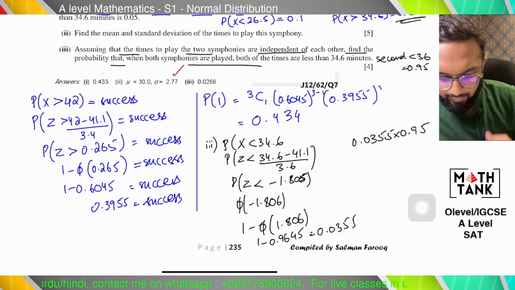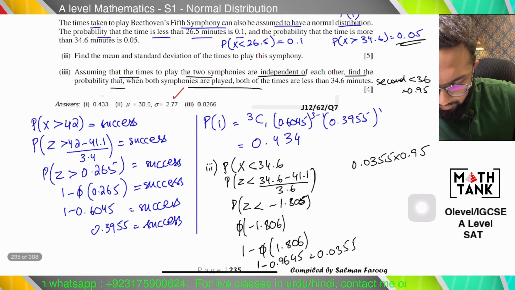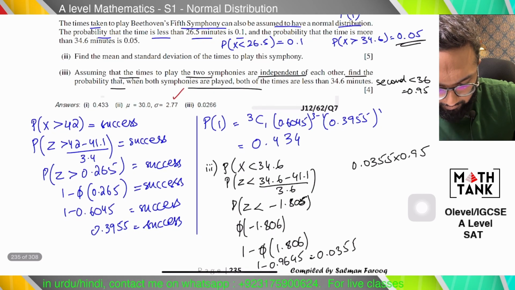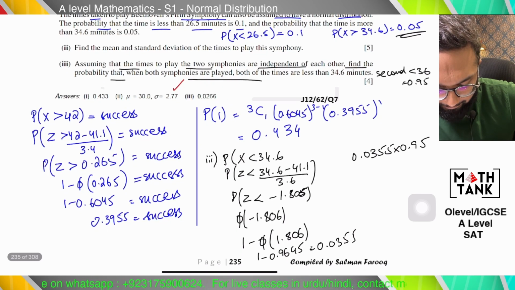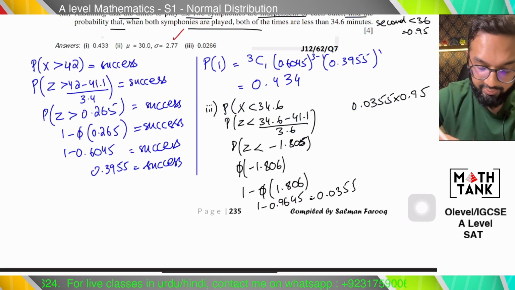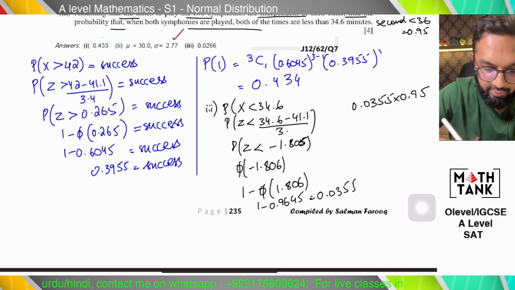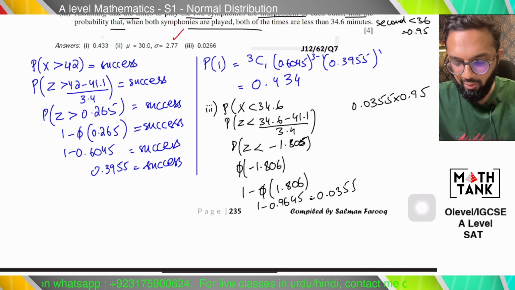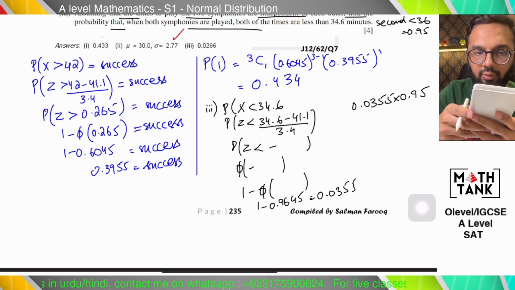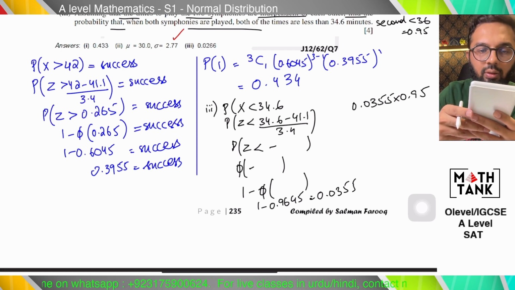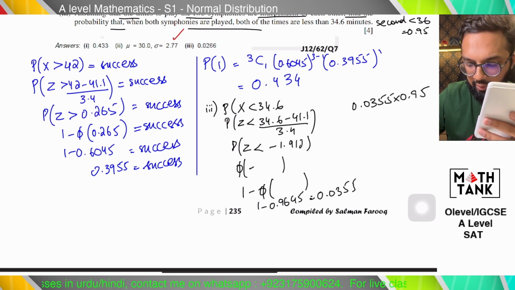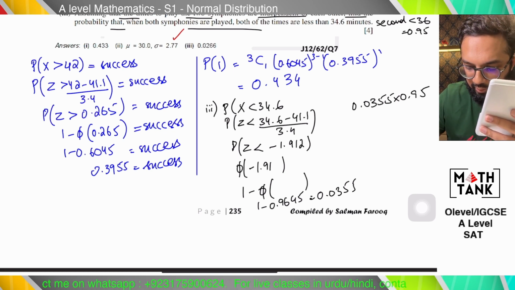Assuming the times to play the two symphonies are independent of each other, find the probability that when... I've again done a very silly mistake, and because this is 3.4, all my answers are again wrong. So I get minus 1.91212.